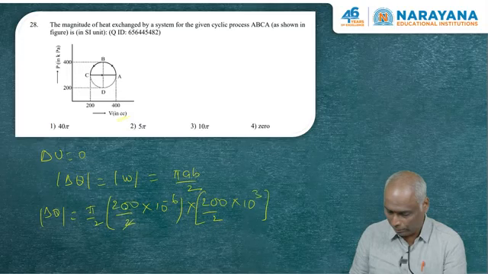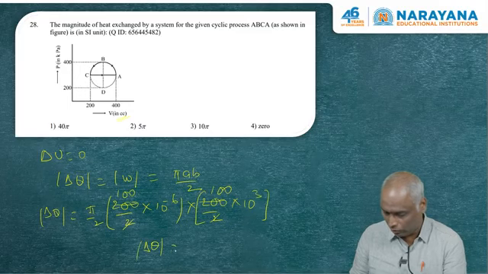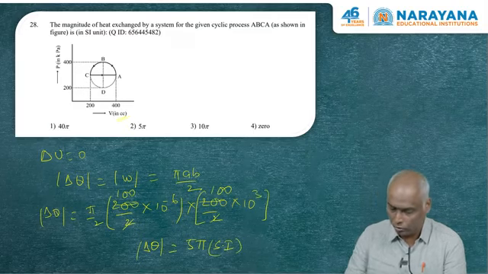Now on simplification, here this will go 100 times, here also 100. So this value, mod delta Q, is going to be 5 pi SI units. So it's going to be option 2.